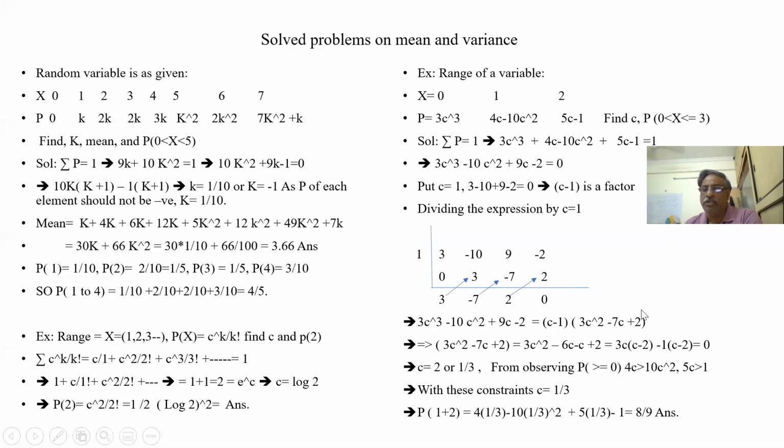So 3 twos are 6, so minus 6 minus 1. So this becomes 3c minus 2 into 3c minus 1. So c is equal to 2 or 1 by 3.